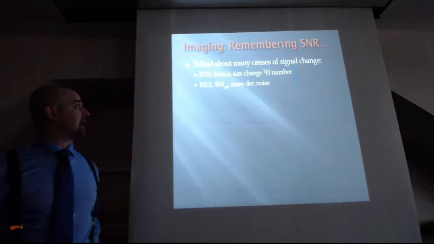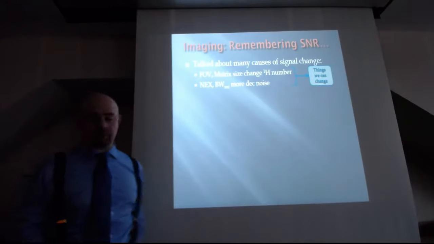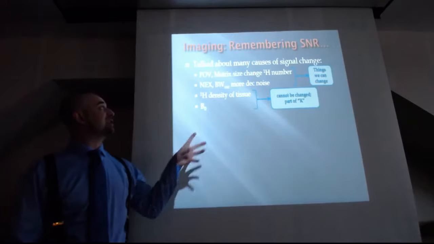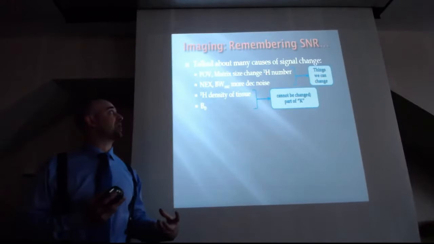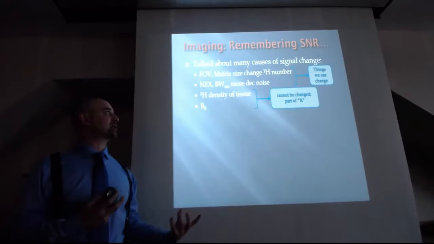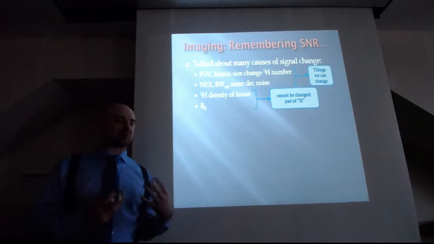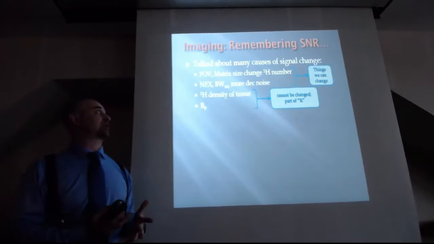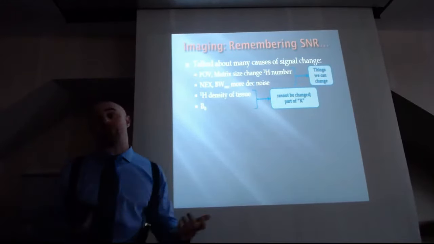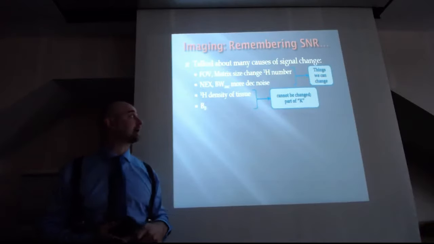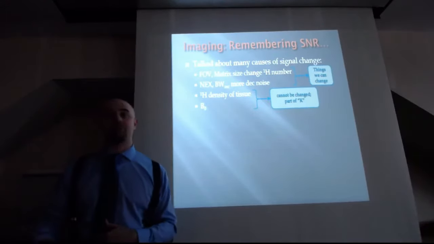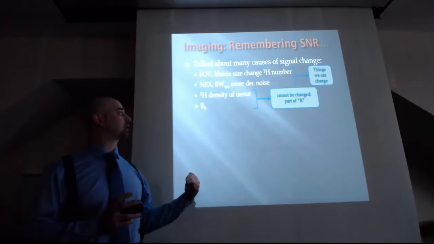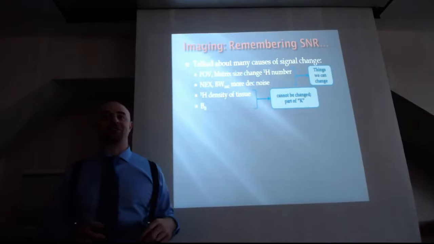Okay. Now, we talked about many causes of signal change in our SNR lecture, right? There's a bunch of things that we can change that change the effective proton number, like field of view and matrix size. We talked about some things that we can change to reduce the noise, like increase the number of NEX, reduce our receiver bandwidth. There's some things that can't be changed, like the B0 of the magnet, or the proton density of the actual tissue that you're measuring.